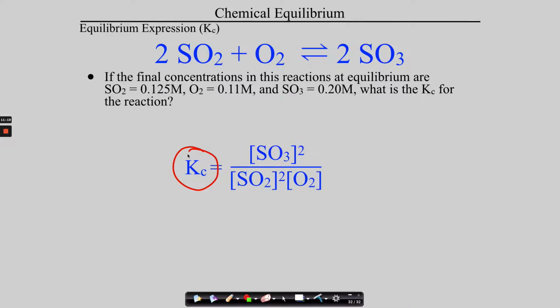Now, in order to do this, what I would want to do is, first of all, write the equilibrium expression, which we just did. Awesome. And then the next thing we want to do is just start to plug in the numbers.